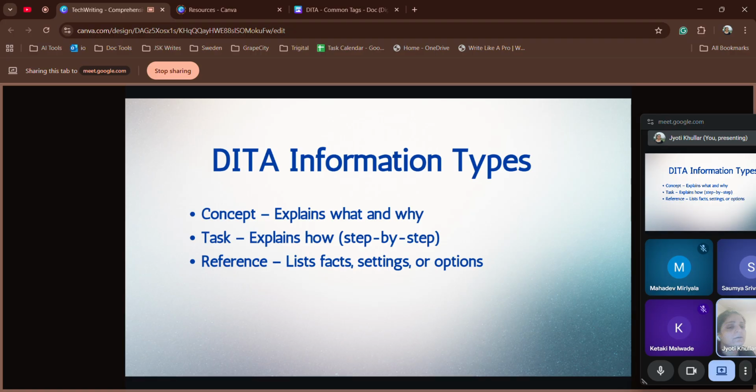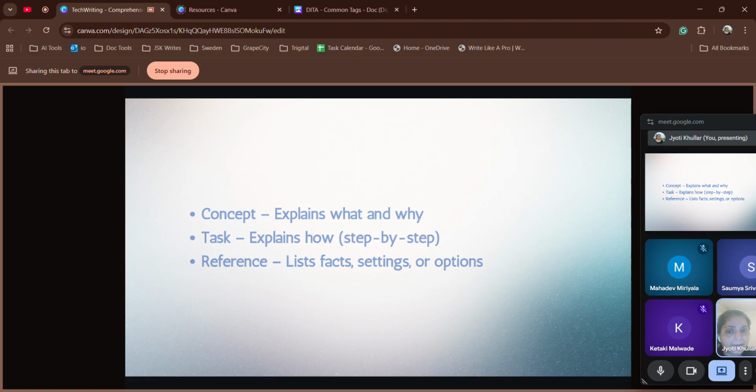Task है, so how to set the water reminder. That's one task. उसके steps जो है वो अलग से एक chunk में रखे हैं. And task का अपना structure है, that you will follow. Reference है, what all settings are available for water reminder. There could be a table, there could be a set of properties that you want to mention. So all those things will also follow a structure. अब वो DITA कैसे करता है वो हम आगे देखेंगे.